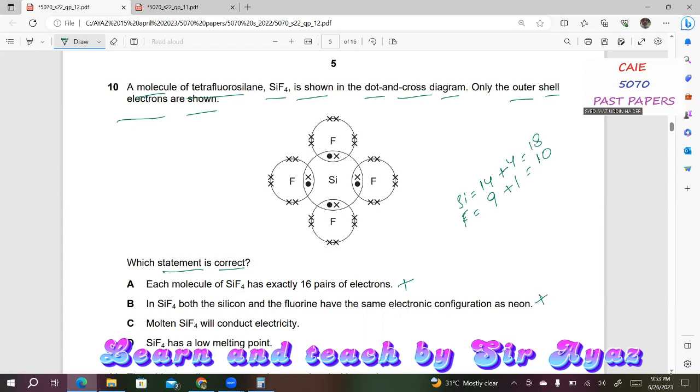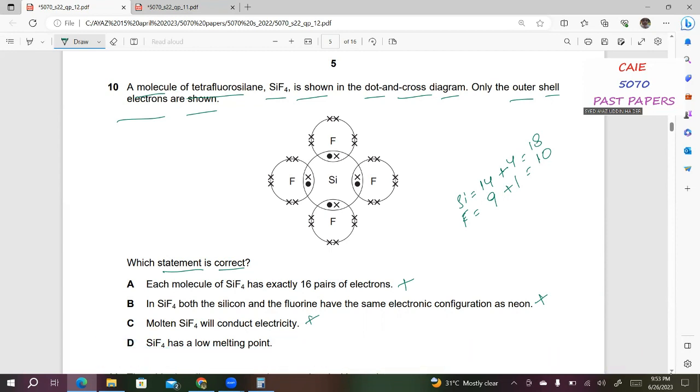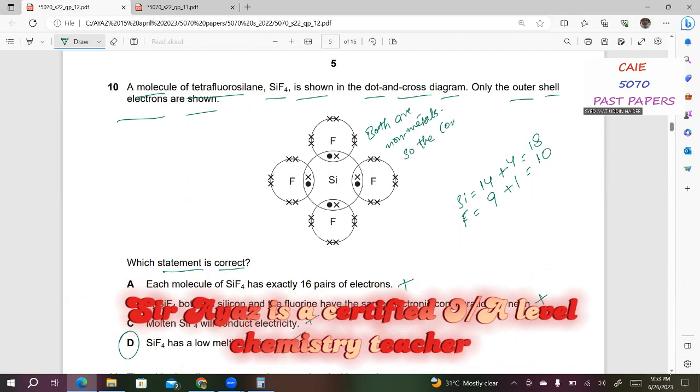C. Molten SiF4 will conduct electricity. This is also wrong because this is not an ionic compound. So it will not conduct electricity. D. SiF4 has a low melting point. This is the right statement. The reason is that both Si and F are non-metals. So it's a covalent molecule. Both are non-metals. So the compound is covalent.